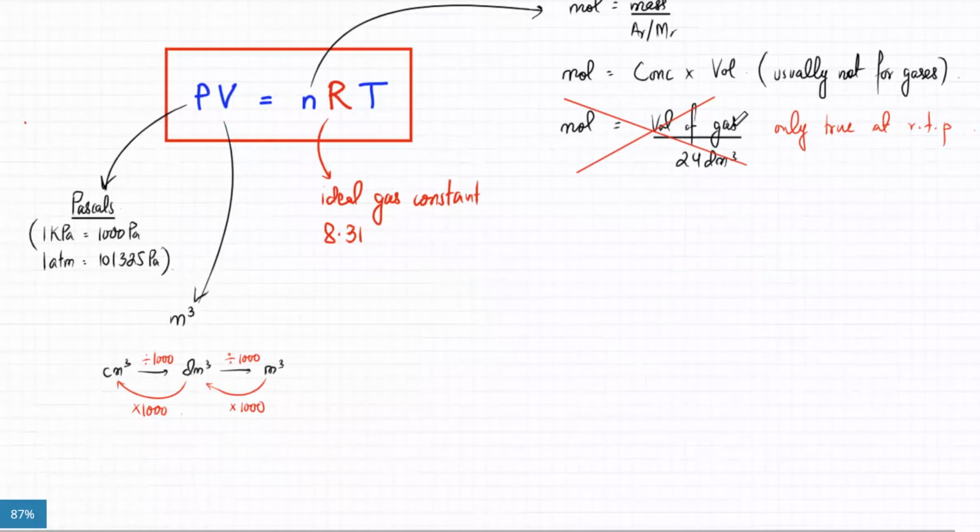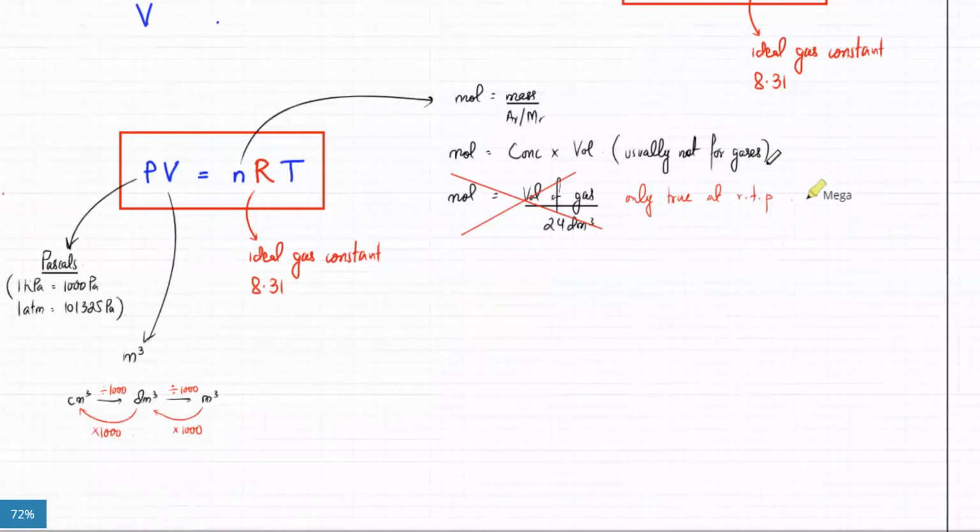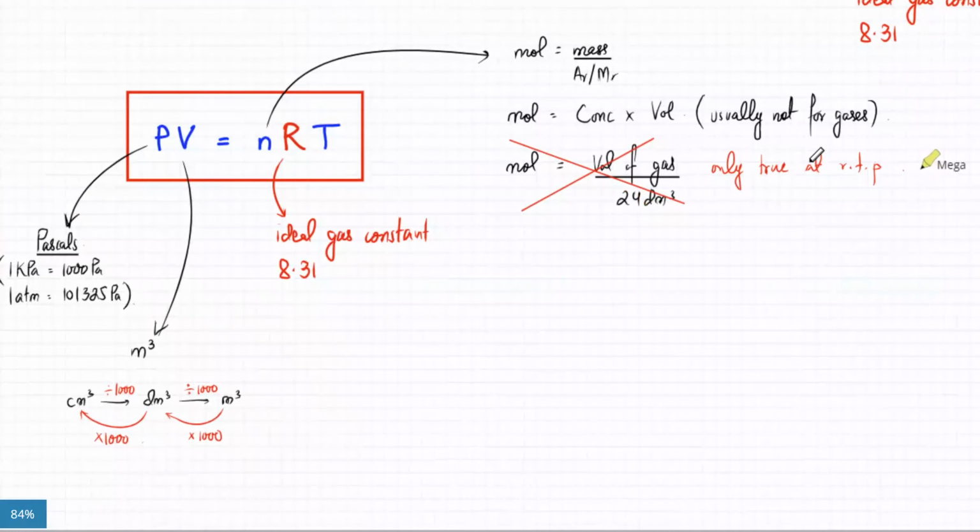Let me finish this, but remember this. Never use this formula. Be very careful in A-levels, this 24 dm cube thing only works at RTP. So you have to be very careful: are you at RTP or not? And what is RTP? RTP is 25 degrees centigrade and 1 atm pressure. So that is what RTP stands for. Otherwise, it's not going to be true.